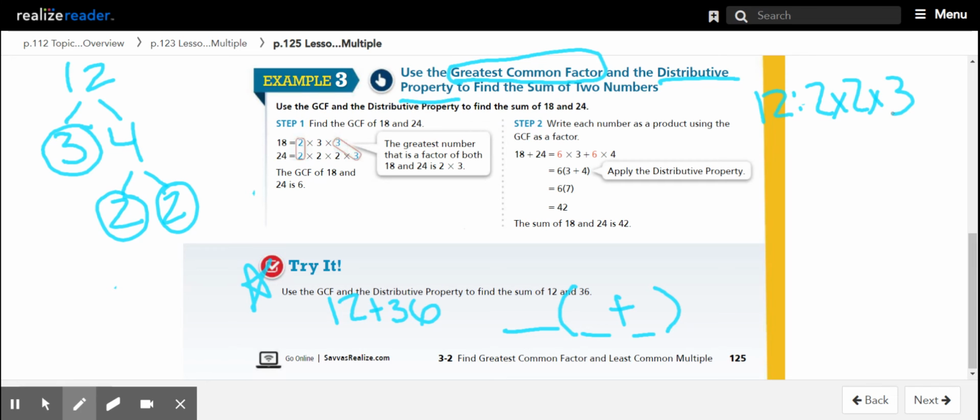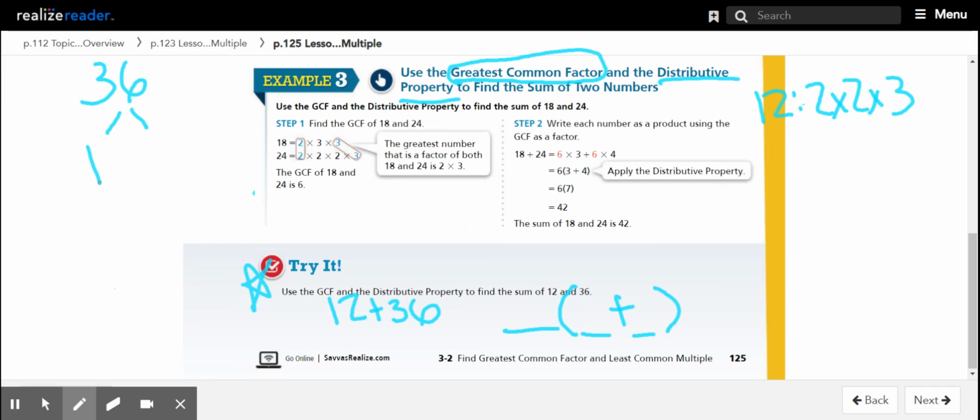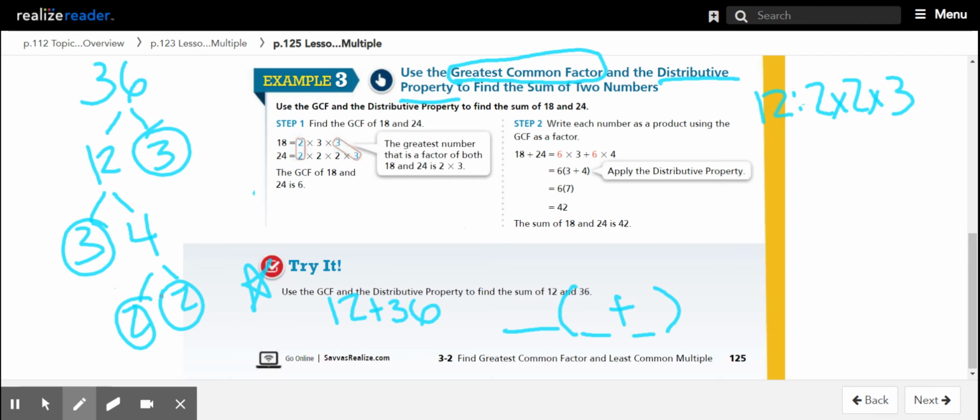Okay, now I can take a look at 36. Make my factor tree. 12 times 3. 3 times 4. 2 times 2. So I'm going to put my 36 underneath my 12. 36 is 2 times 2 times 3 times 3.